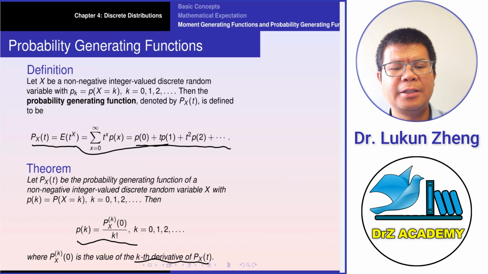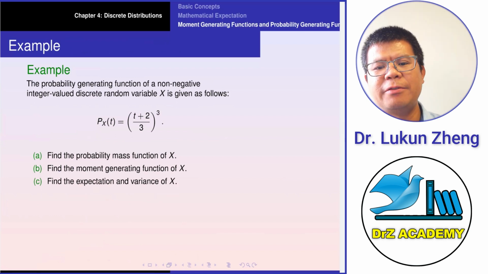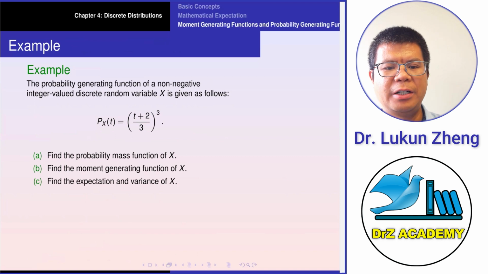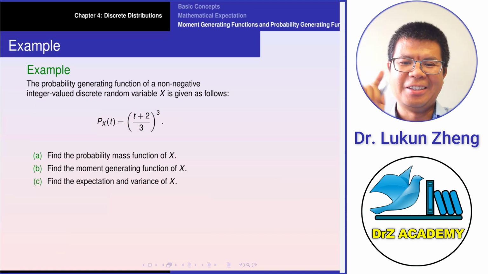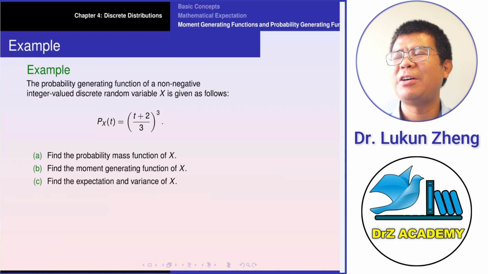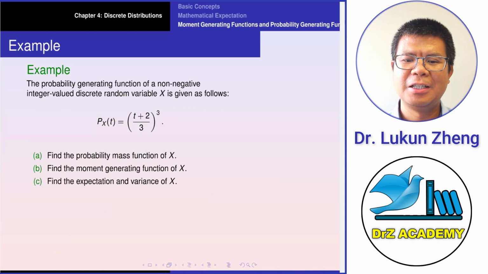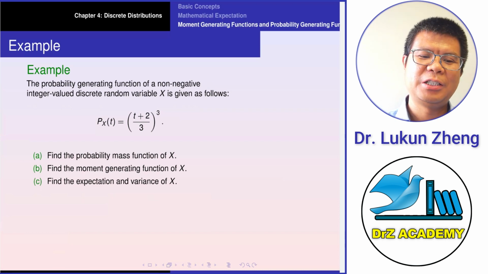Now let's consider an example here. The probability generating function of a non-negative integer valued discrete random variable x is given below. We want to find the probability mass function, the moment generating function, and the expectation and variance of x. Now let's consider how to find the probability mass function, that is, the possible values of x and also their corresponding probabilities.